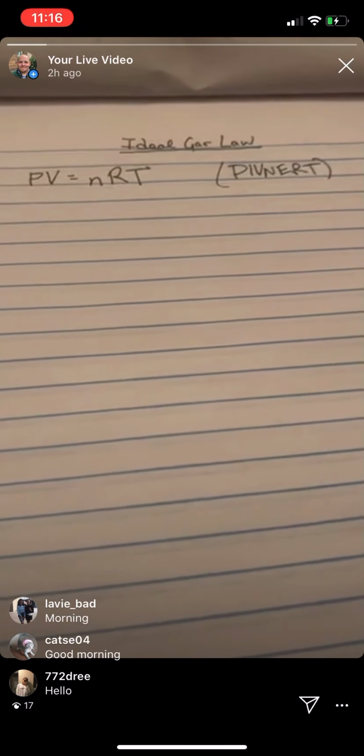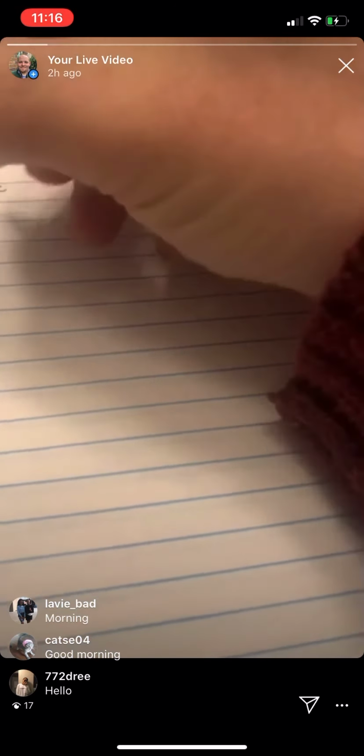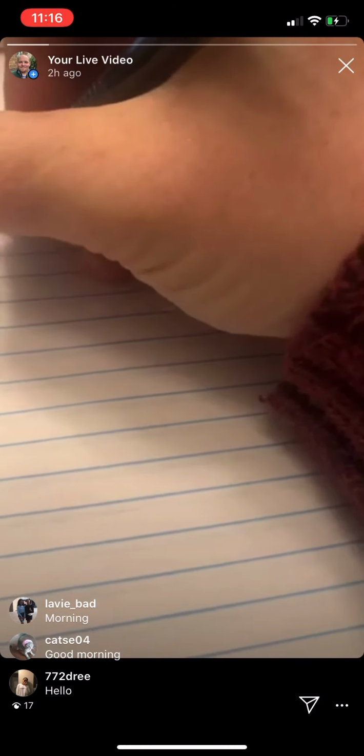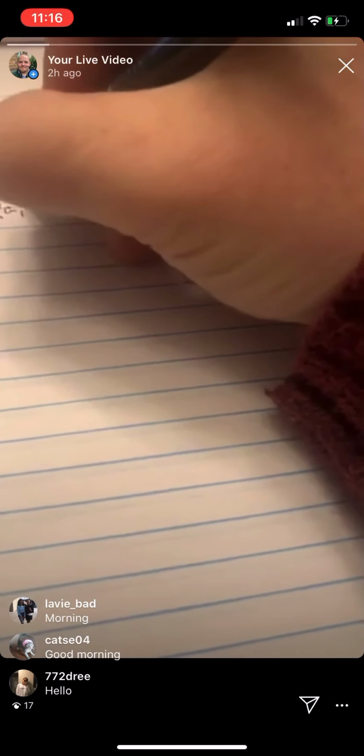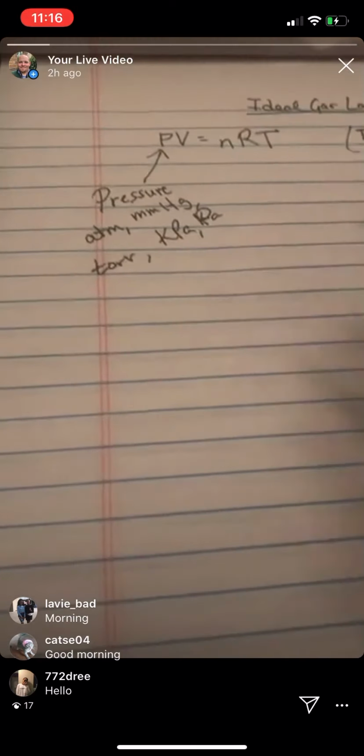All right, so P is pressure, which could be in atm, millimeters of mercury, torr, kPa, or Pa. Okay, those are the different units for that one.